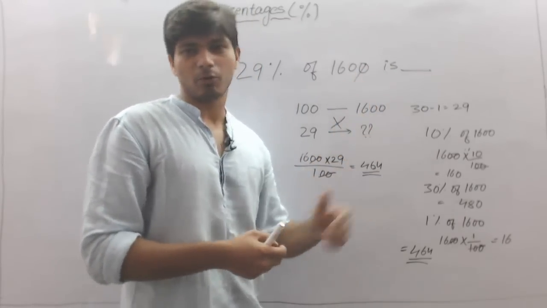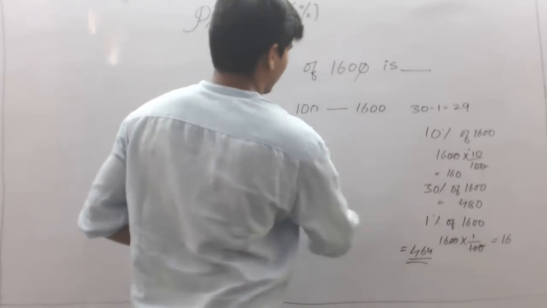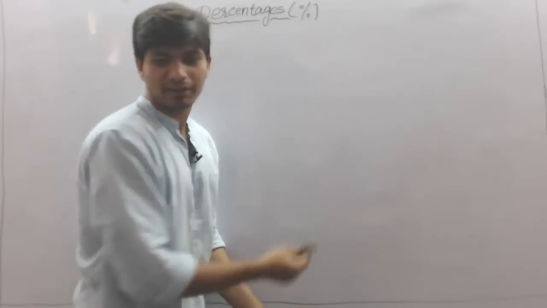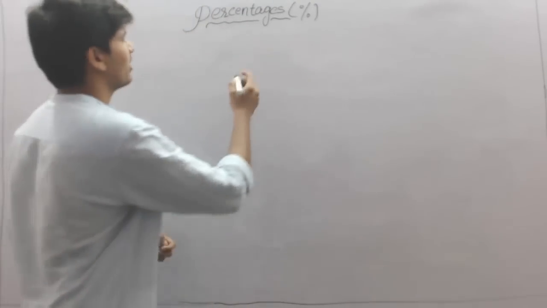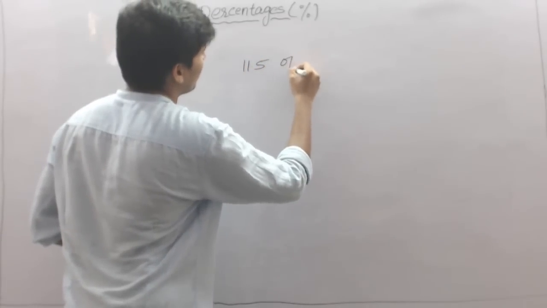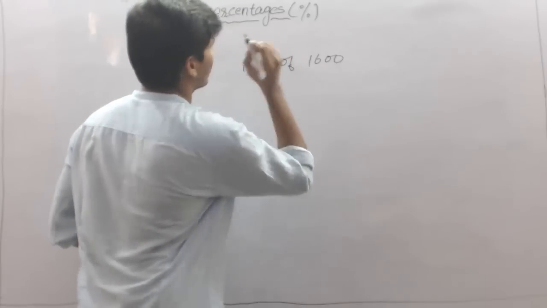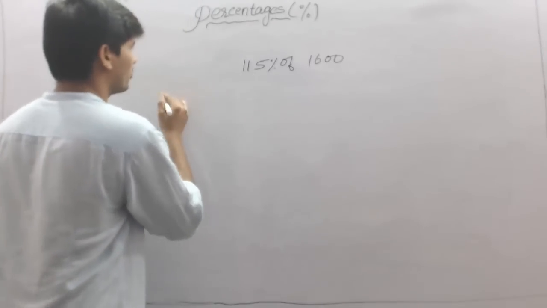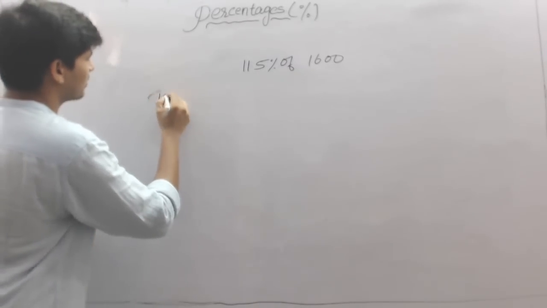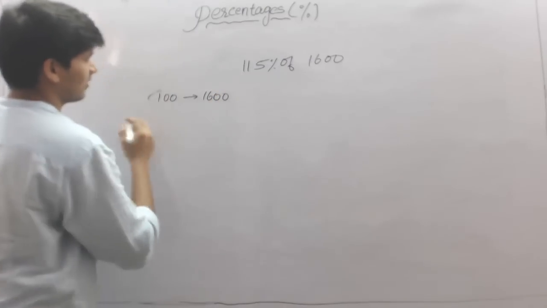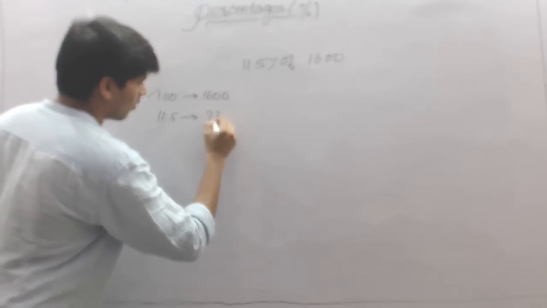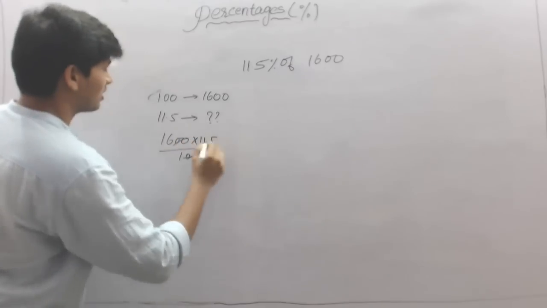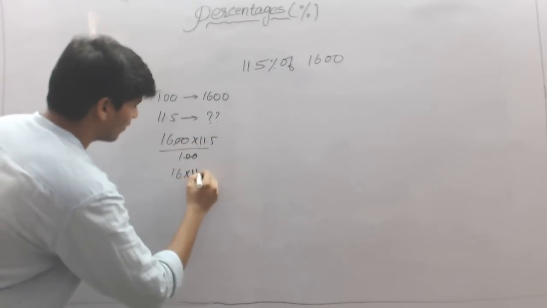Now let's do some other problem in the same way. I hope you got the clarity on why we are simplifying, and simplifying further. Now the second one is, what is 11.5 percent of 1600? How are you going to solve this? The same way, I hope. 100 percent is 1600, so 11.5 percent is 1600 into 11.5 divided by 100. Now you are left with 16 into 11.5.